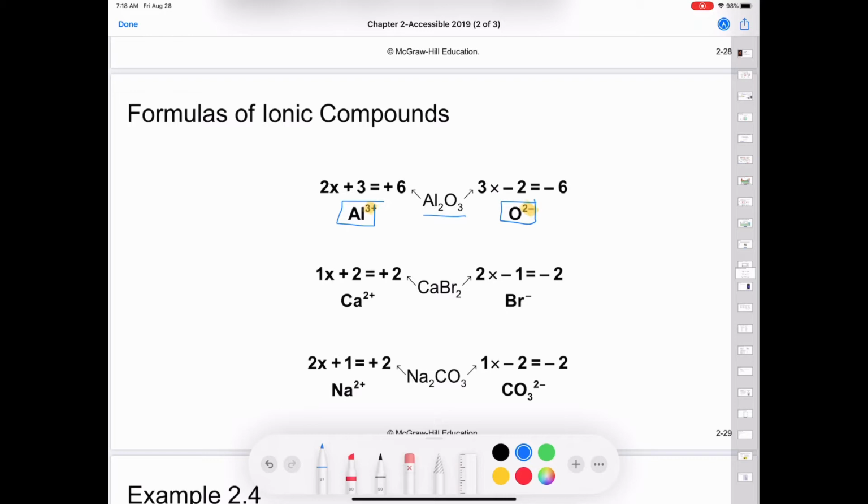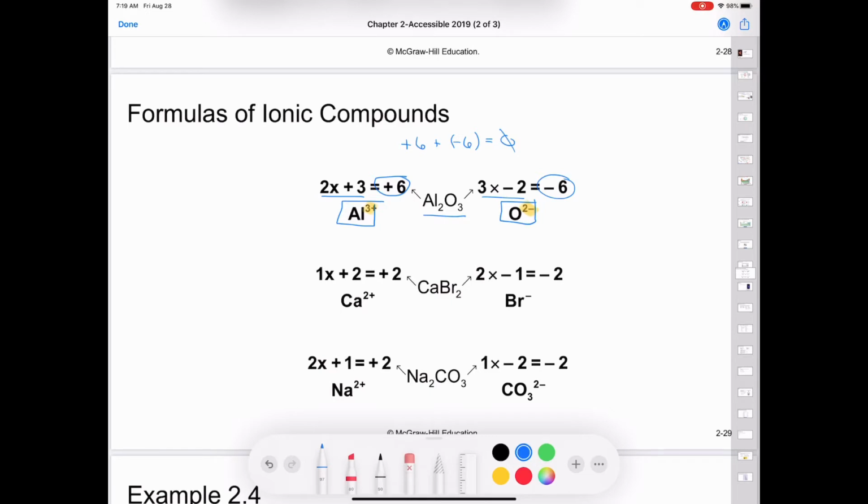If you're wondering how you know that, remember, the charge of an aluminum is +3. So if you take 2 times 3, that equals +6. The charge of an oxygen is -2. If you take 3 of those, 3 times -2 is -6. What do you get when you take +6 and add -6 to it? You get 0. And so those charges balance out.